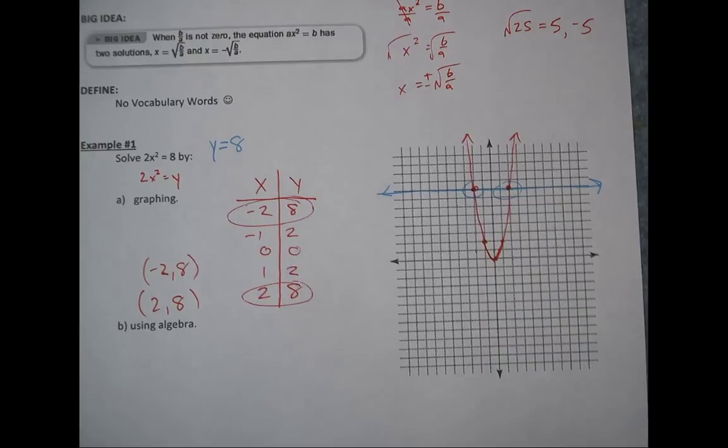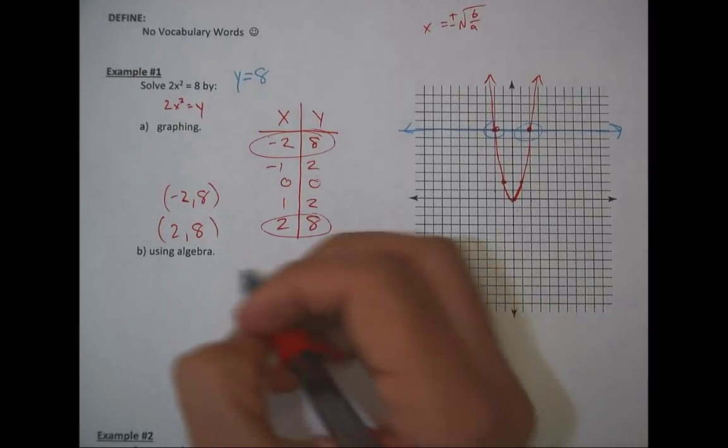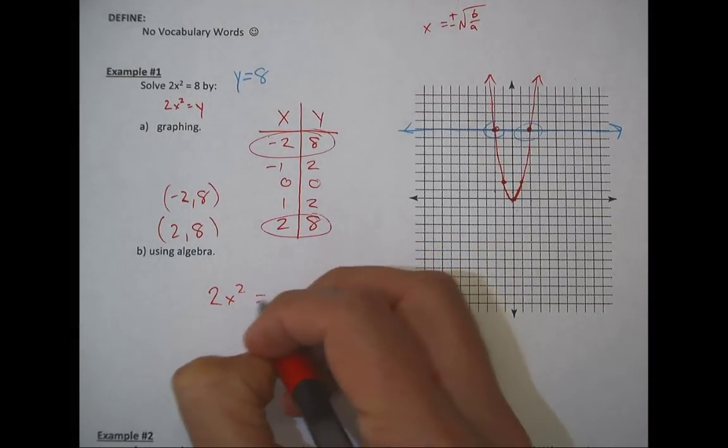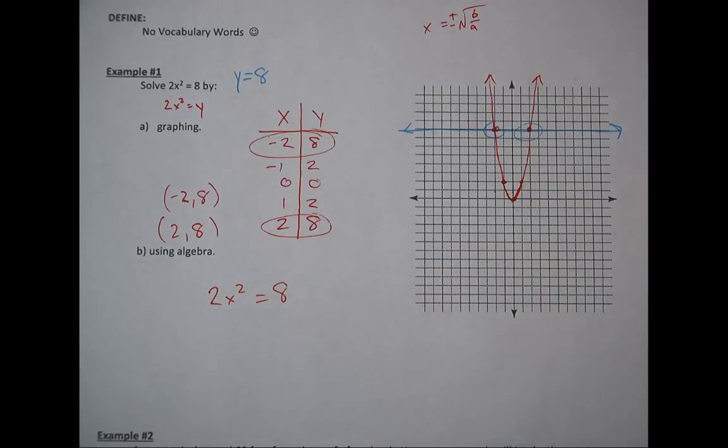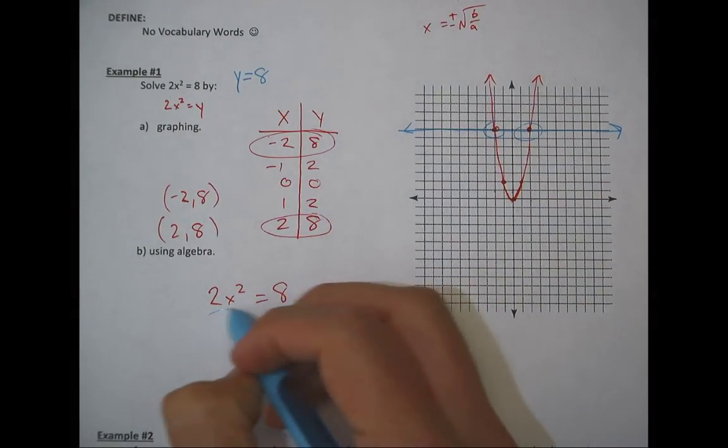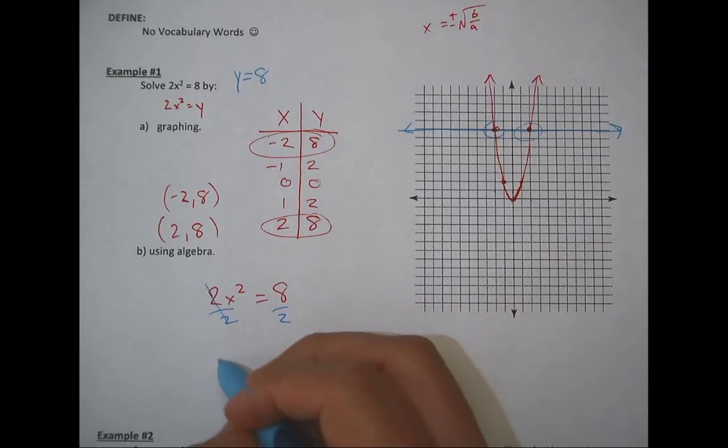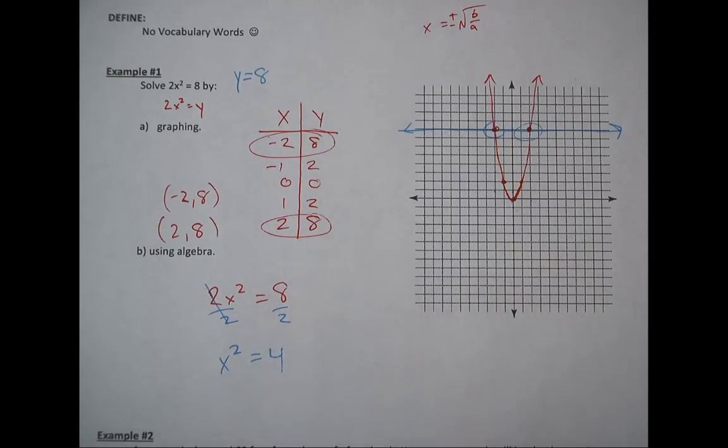So let's do it with the algebra now. So let's just solve this. 2x squared equals 8. How do I solve this? First, I'm trying to get x by itself. So divide by 2, this will go away. So x squared equals 4.